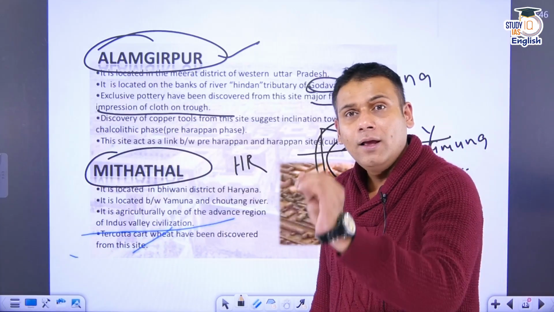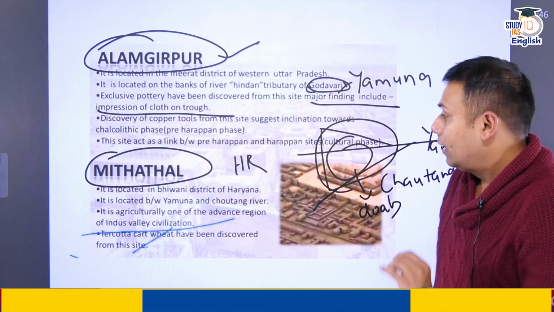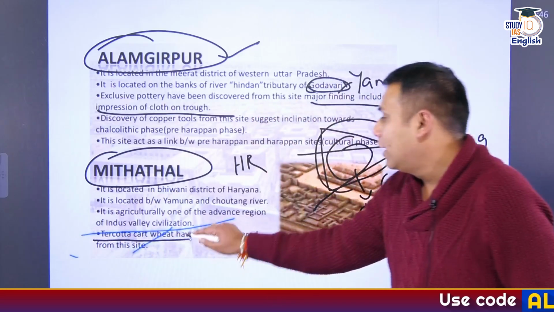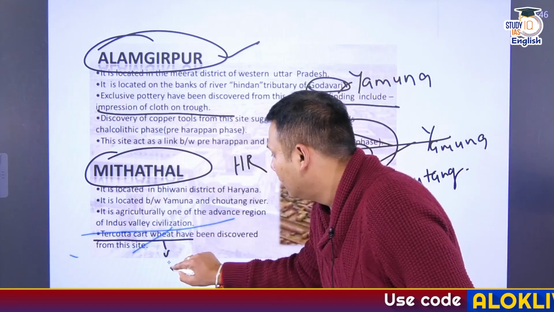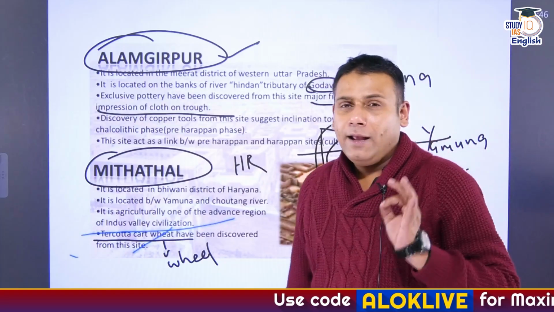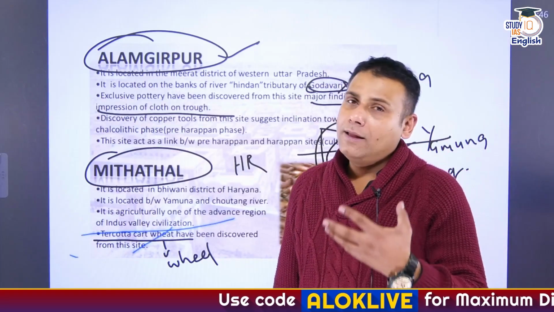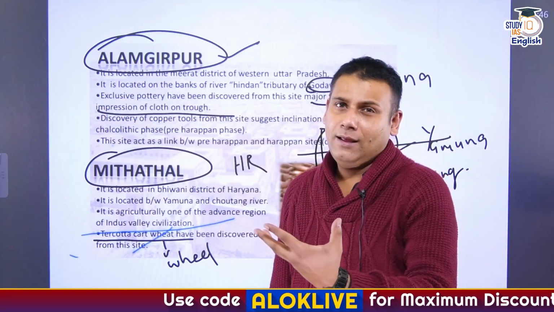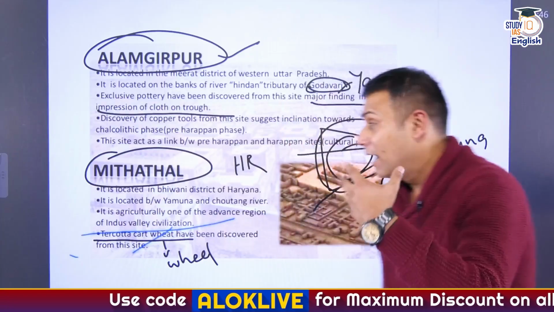Terracotta cartwheel is an important finding. I repeat, terracotta cartwheel. It is not wheat, it is wheel. It's an important finding. Now, what is terracotta? Material that is made out of clay. Got it? So, Banavali.